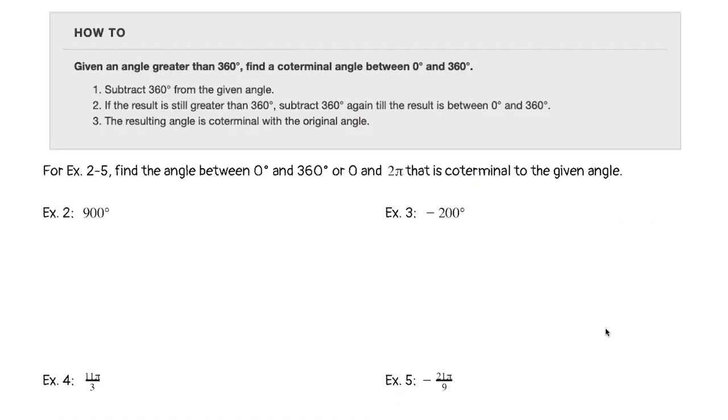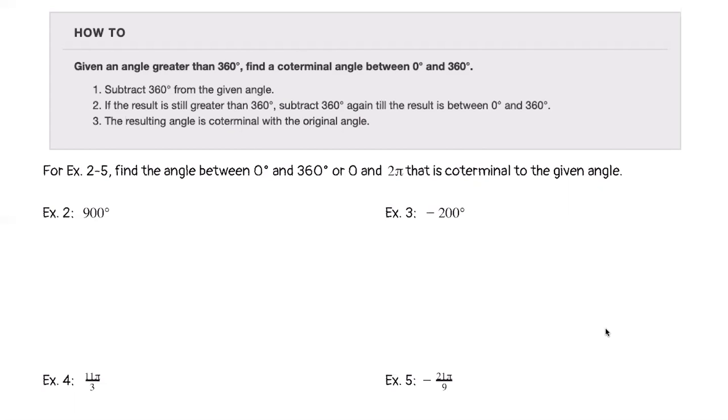And so in this case, the how-to says, given an angle greater than 360, how do we find the angle that is coterminal, which means it has to be between 0 and 360, okay? So here are the steps they give us. They say, subtract 360 from the given angle. If the result is still greater than 360, you subtract 360 again. You basically keep subtracting until you get a number between 0 and 360. Once you're between 0 and 360, that is your coterminal angle, okay?